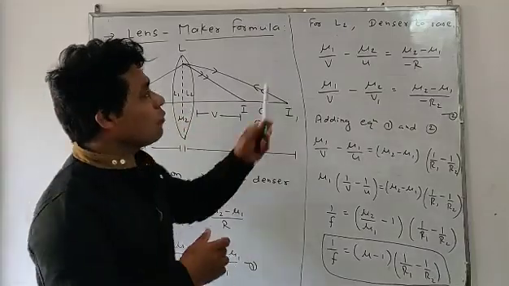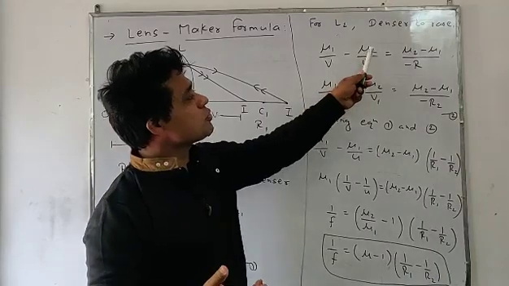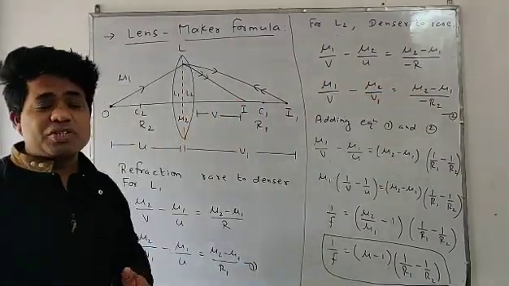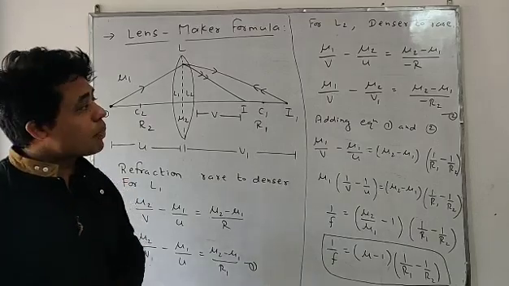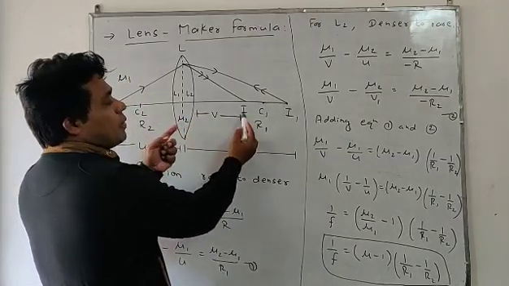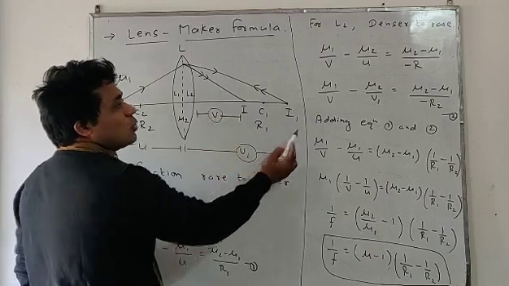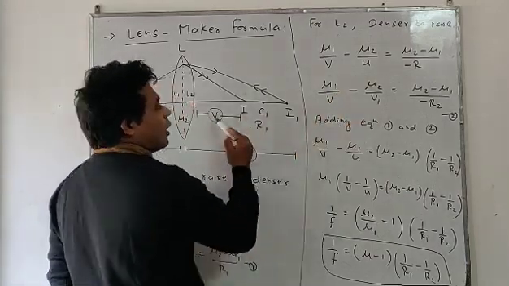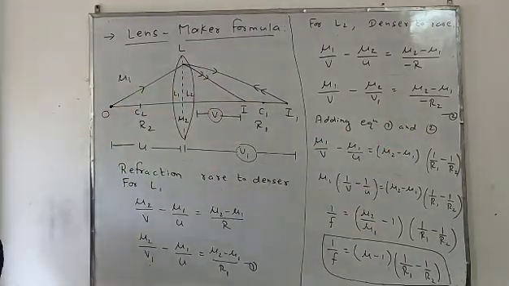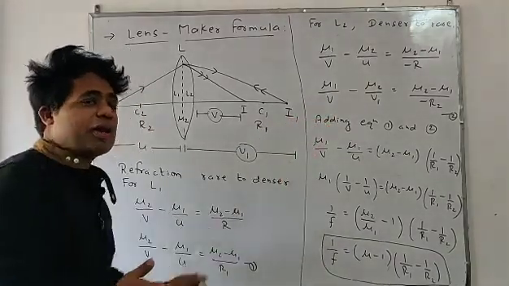we write for the portion L2 from denser to rarer. What will the equation be? Mu1 by v minus mu2 by u equals mu2 minus mu1 upon minus R. That is the equation for refraction from denser to rarer. So here for lens L2, for final image I, this behaves like an object and that behaves like an image. So u is replaced by v1, and the radius of curvature is R2.